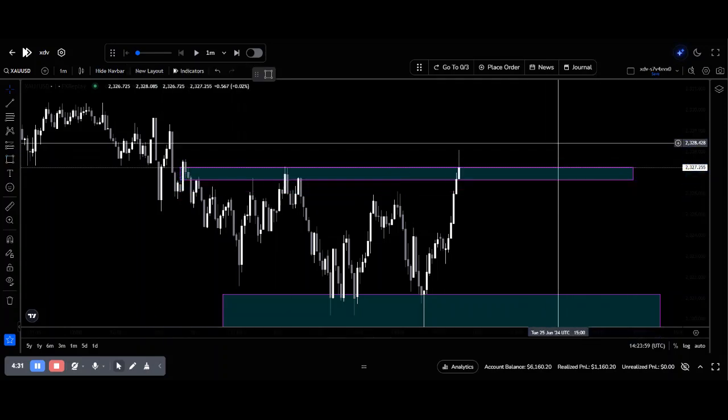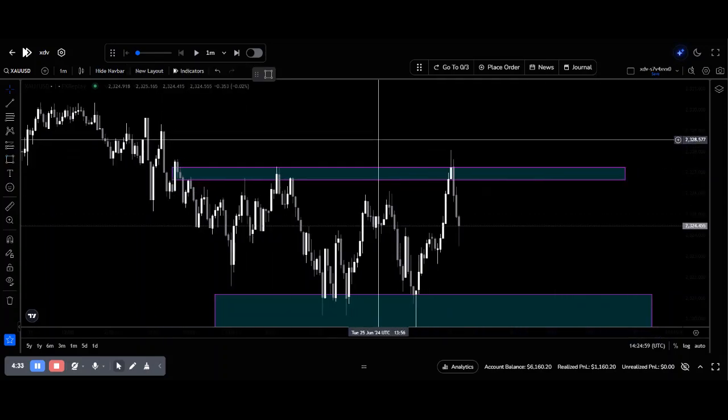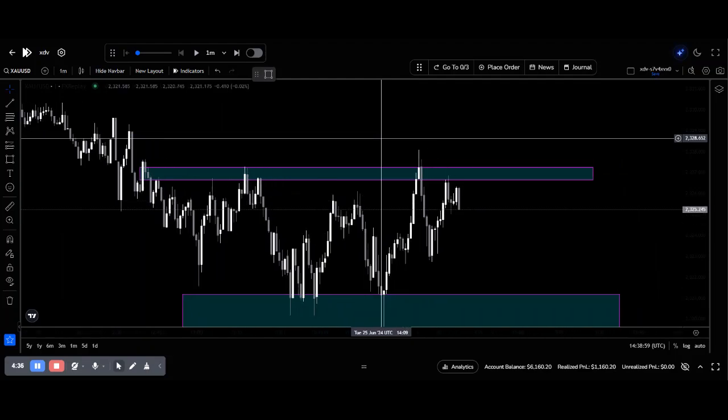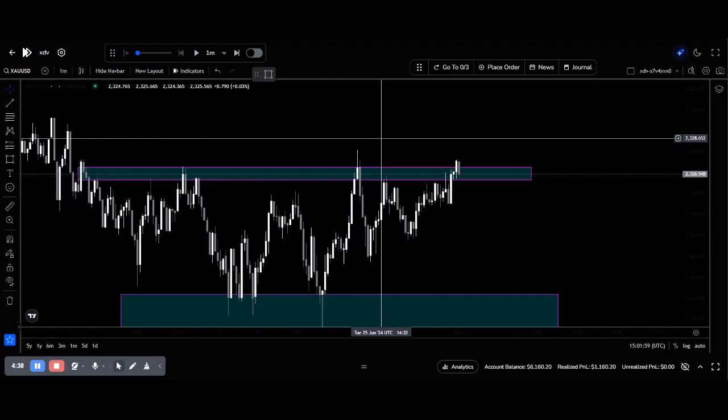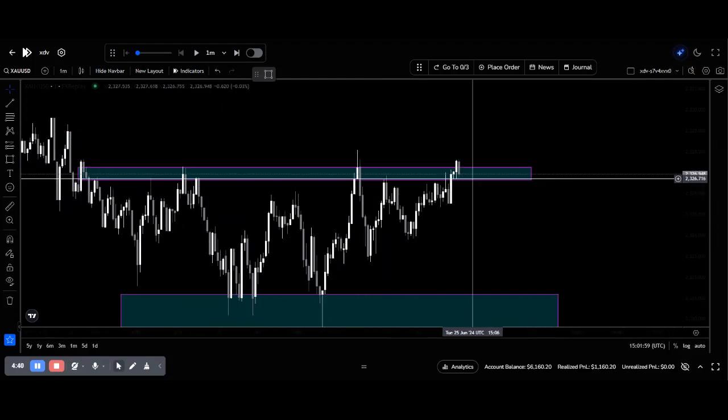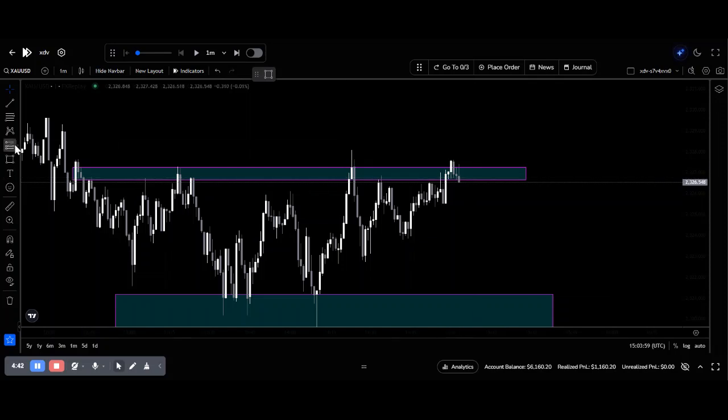Now let's look at that. Let's see if this is going to be a breakout. That's a rejection, rejection, rejection. Let's hope for a breakout once out of this range. That's a breakout. And let's hope, yes, that is what I was expecting.